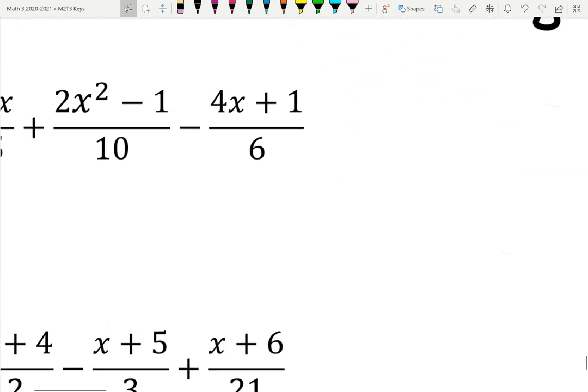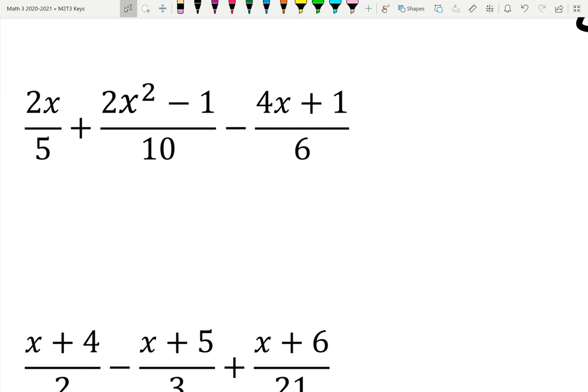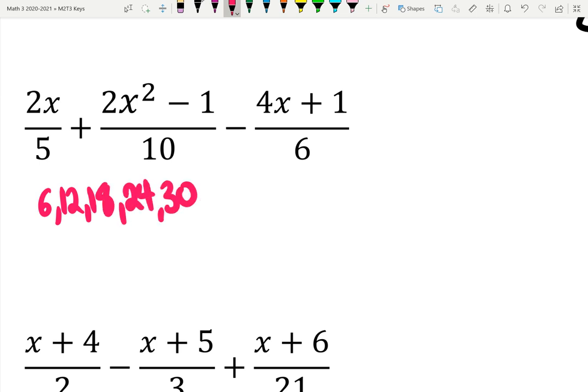Okay, now this one might take a little more finesse. So the idea is you want to figure out a number that 5, 10, and 6 all go into. I know that I can make a 5 go into a 10. Well, what does the number 6 and 10 have in common? 6, 12, 18, 24, 30. Notice how the multiples of 6 reveal that 5 6s will make it into a 30.